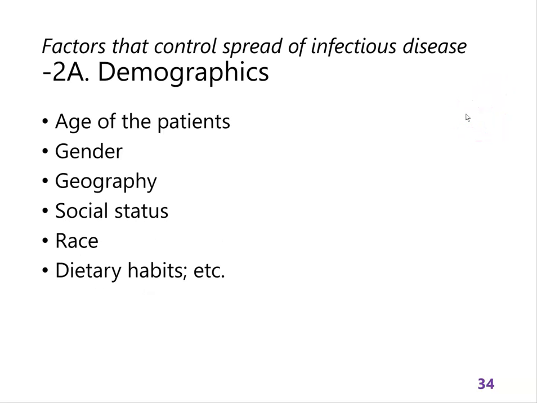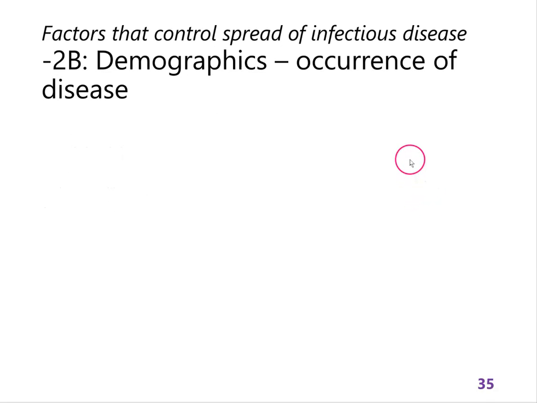Demographics, as you can imagine, are huge because they can affect someone's health and resistance to disease, having to do with sex of the patient and age. Very young babies, very old people, for example, tend to be overrepresented among people who get infectious diseases.